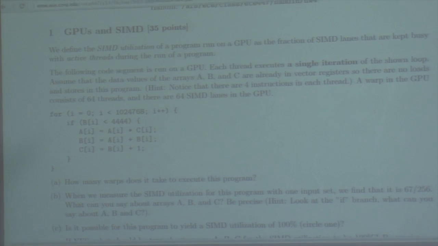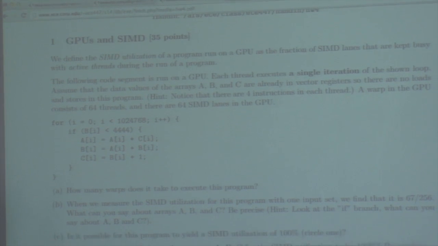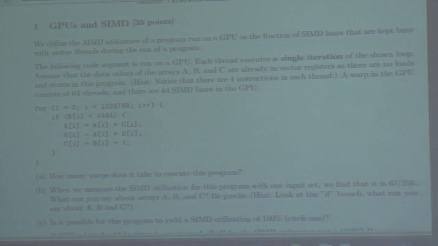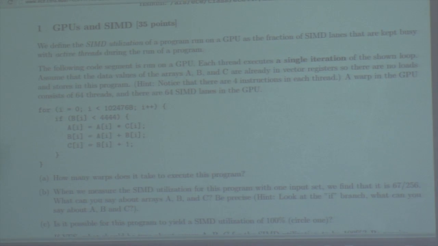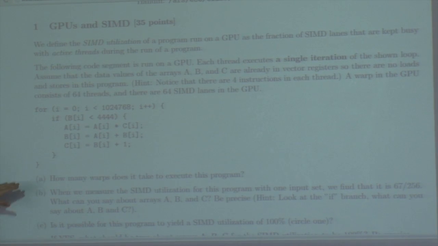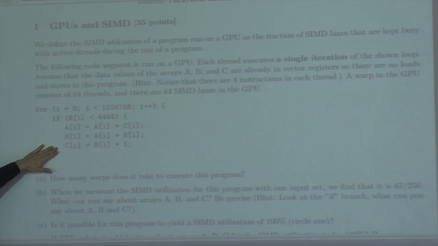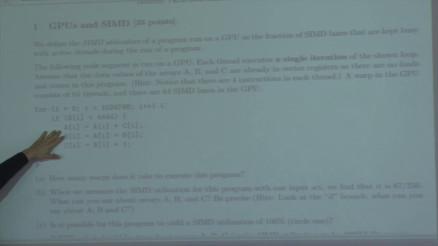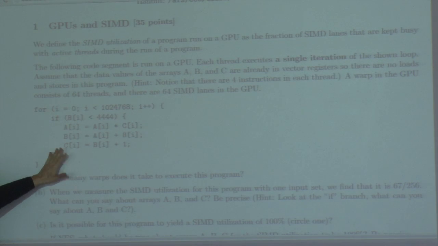We defined the SIMD utilization of a program on a GPU as the fraction of SIMD lanes that are kept busy with active threads during the run of a program. The following code segment is run on a GPU. Each thread executes a single iteration of the shown loop. You can see this, right? An iteration consists of this if statement, and there's no else over here. Assume that the data values of the arrays A, B, and C are already in vector registers so that there are no loads and stores in this program, just to make your life easier.